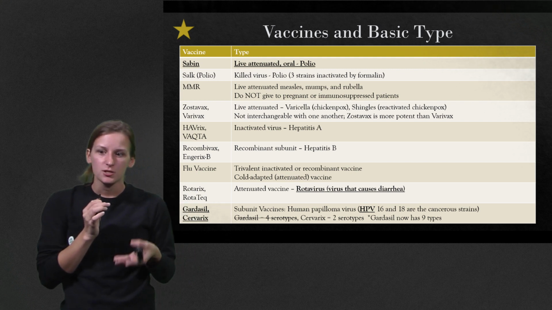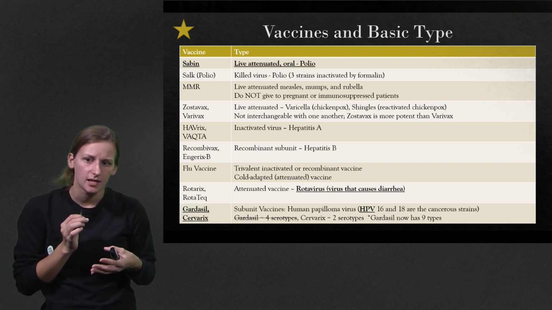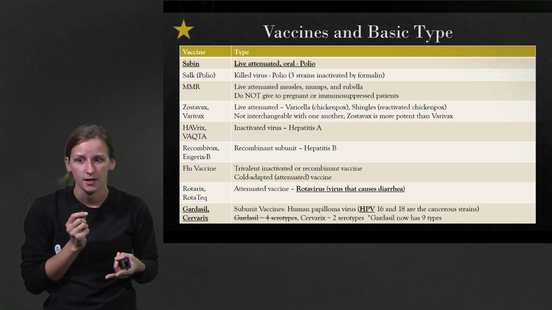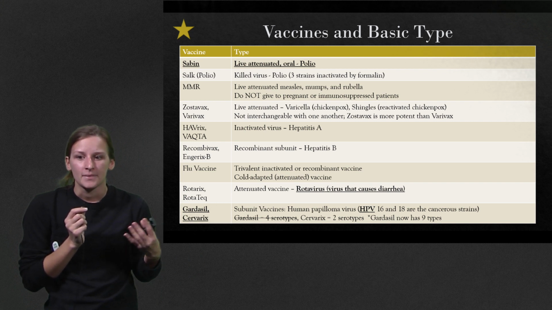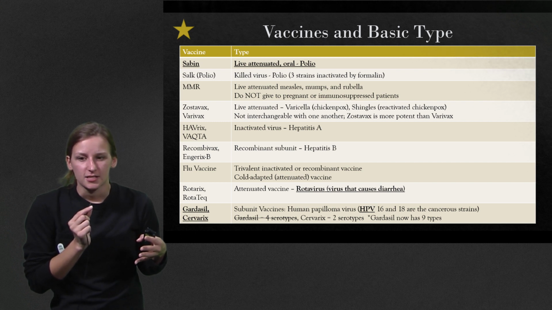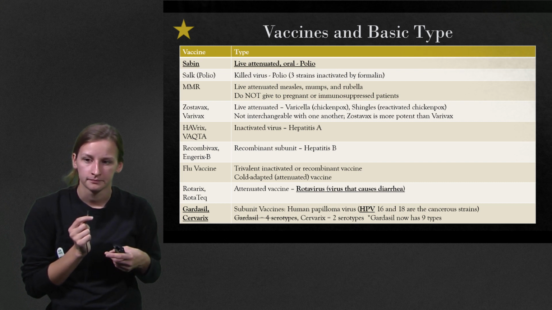Zostavax and Varivax are used for chickenpox. Key takeaway: you don't use these interchangeably, so you can't use one for the other. You use Varivax for the chickenpox, and then you use Zostavax, or I think Shingrix, for shingles.